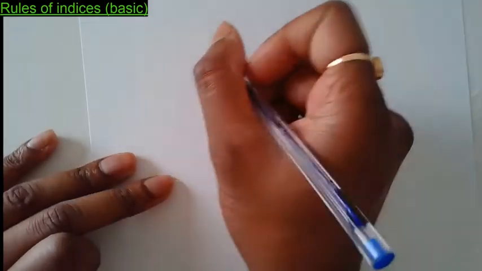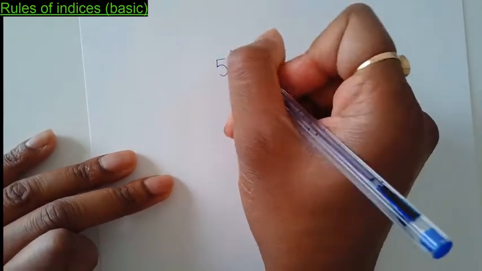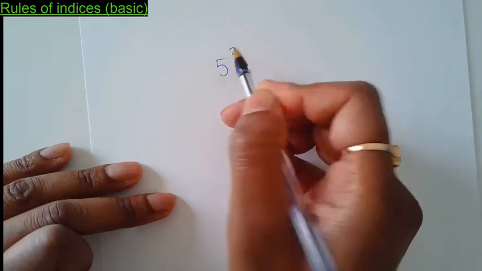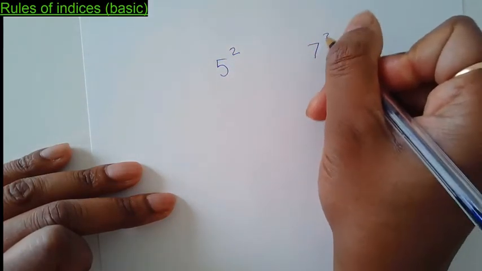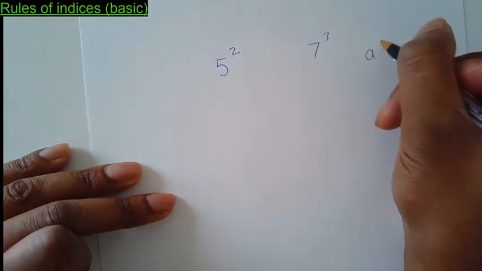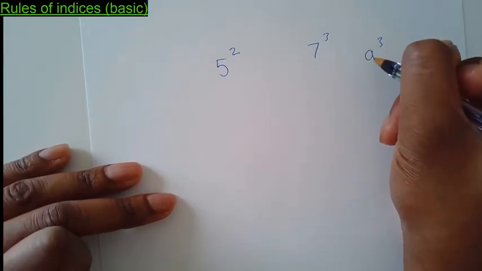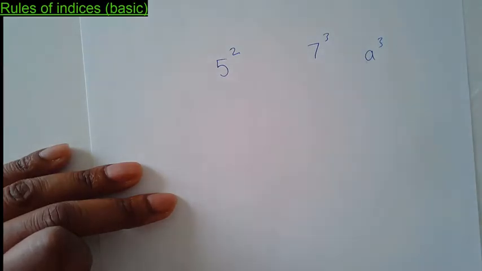I'm going to quickly share with you rules of indices at a very basic level. For example, that thing is called the base, that's the index. Base, index. The little number is the index, the thing at the bottom is the base. So what does that mean?